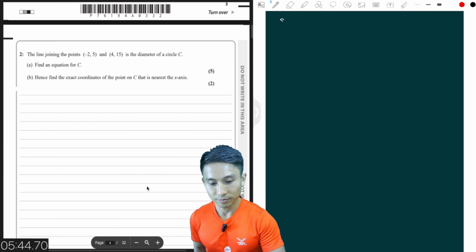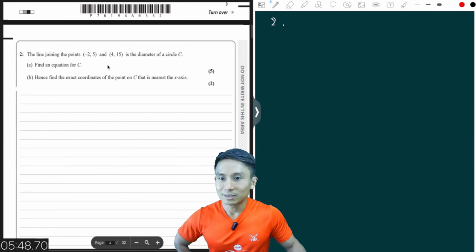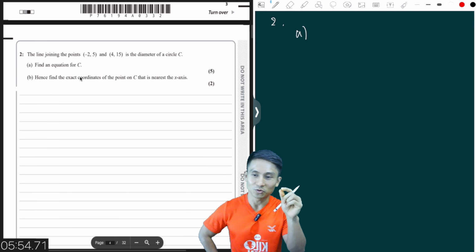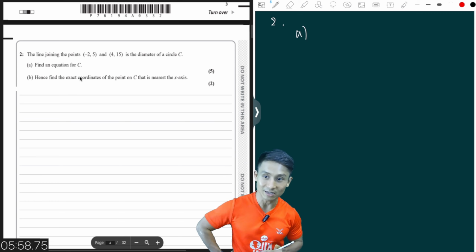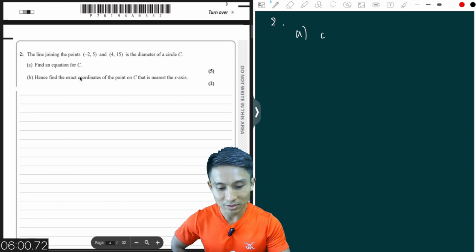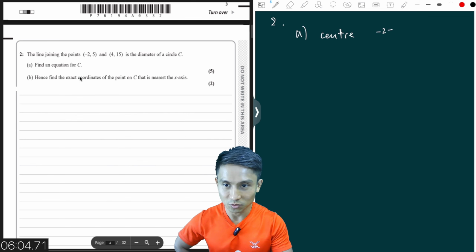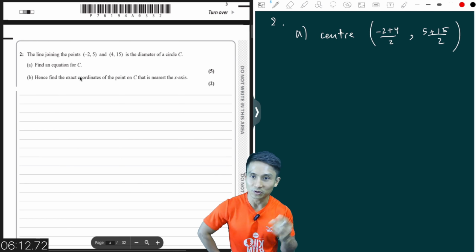Number 2. The line joining points this and this is the diameter of the circle. Find the equation of C. Well, if these 2 points are on the diameter, that means the midpoint will be the center. So center, I'm just going to write center here, would be minus 2 plus 4 divided by 2, and 5 plus 15 divided by 2. So that's how you find midpoint. You just add them up, divide by 2 for each coordinate.